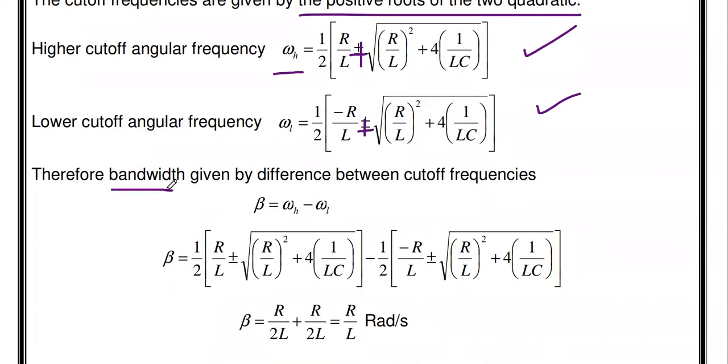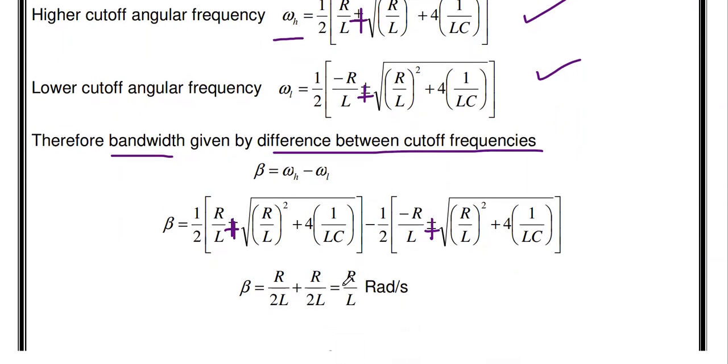So as per definition, the bandwidth is nothing but the difference between these two cutoff frequencies, omega h minus omega l. So beta equal to 1 by 2 R by L. This is plus, not plus or minus. This is plus, this is also plus. The negative roots we can neglect; positive roots we are taking.